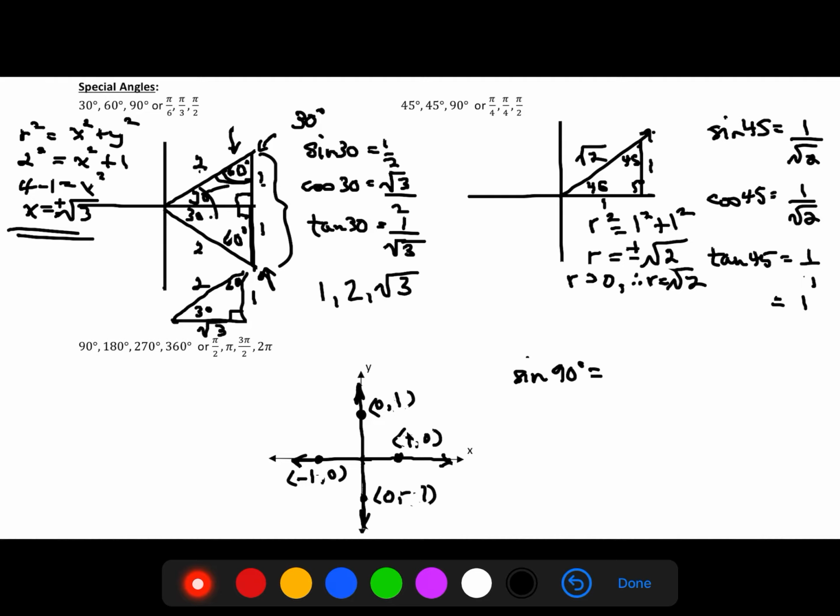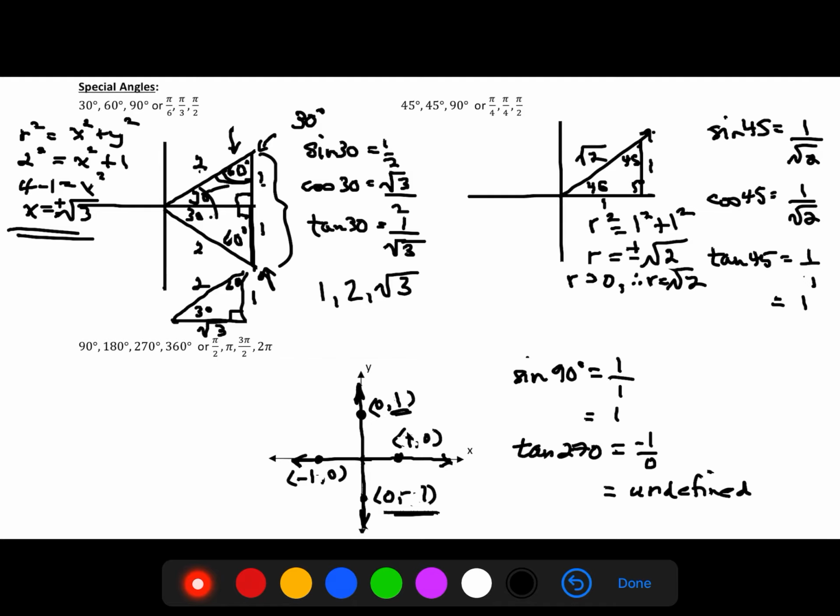So we can determine sine of, let's say, 90. Sine of 90 is y over r. Well, in this case, we have y is 1, radius is 1, so sine of 90 is 1. If we want to know the tan of 270, we're going to take a look at this one. Tan is y over x. So y in this case is negative 1, x is 0. Well, anything divided by 0 is undefined. So tangent doesn't exist for an angle of 270 degrees.